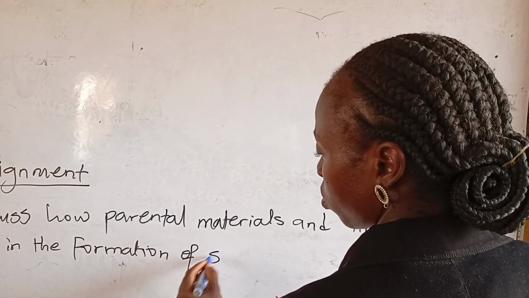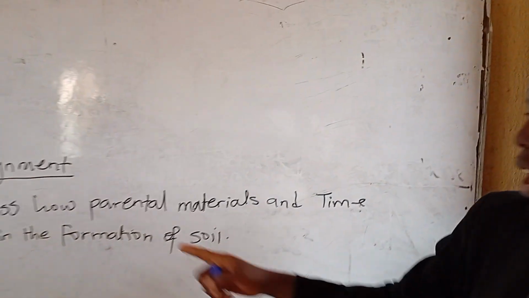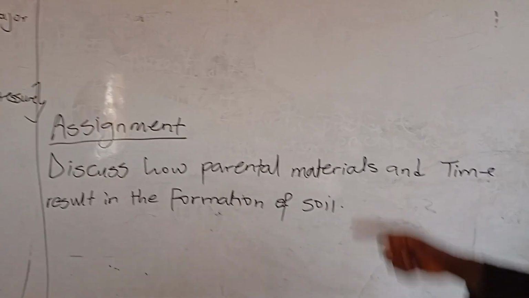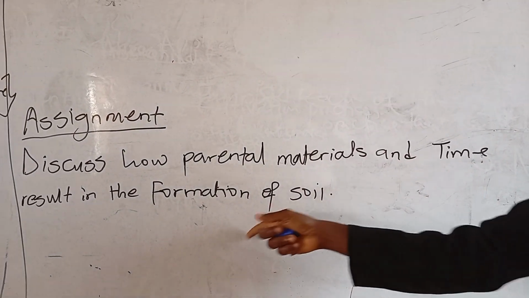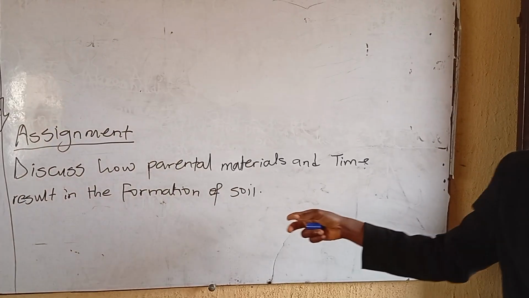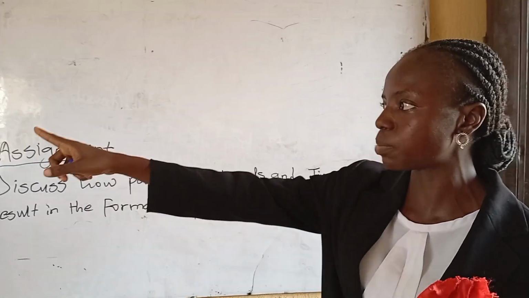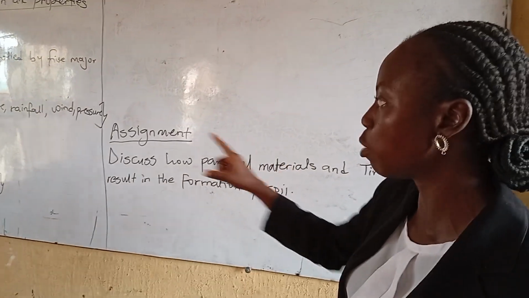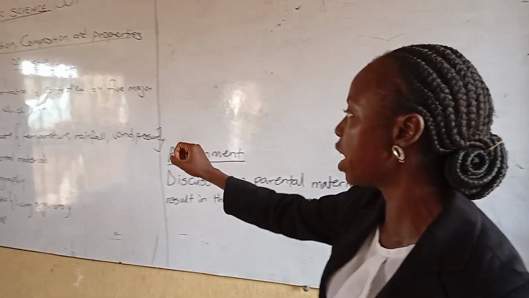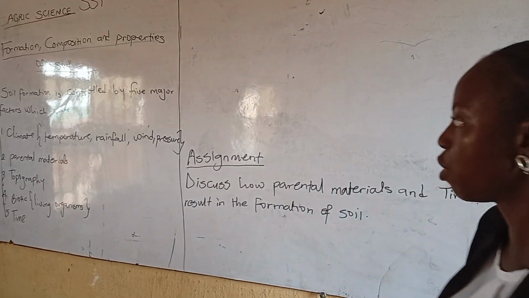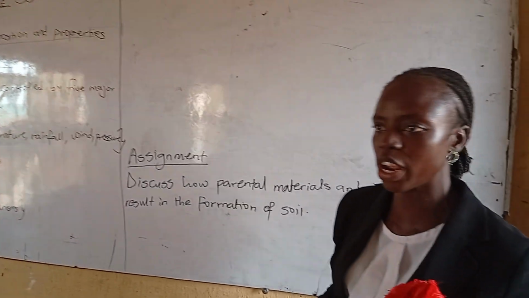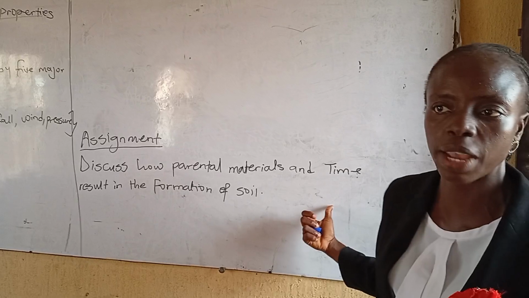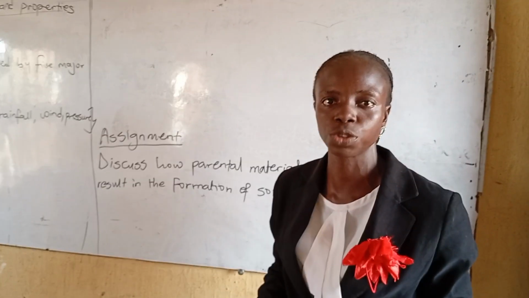So you have to discuss how parental material as a factor, and time results in the formation of soil. We have already explained how climate results in formation of soil, and we talked about four elements of climate, which are temperature, rainfall, wind, and pressure. So you have to discuss how parental materials and time result in the formation of soil.